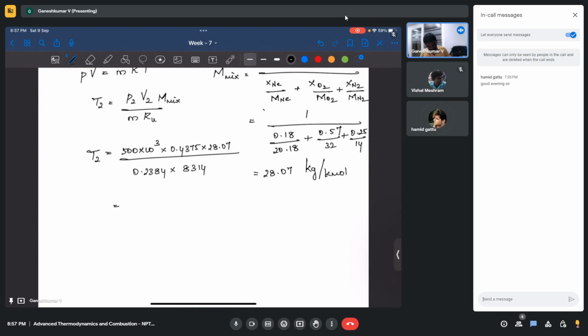I'm getting a very high value. Is that what you are getting? 3097.957 Kelvins. This is too much. I don't know. Let's find out how much Q we need.